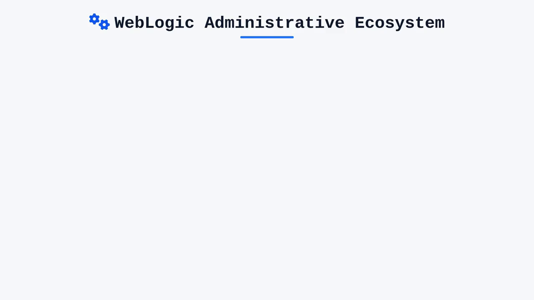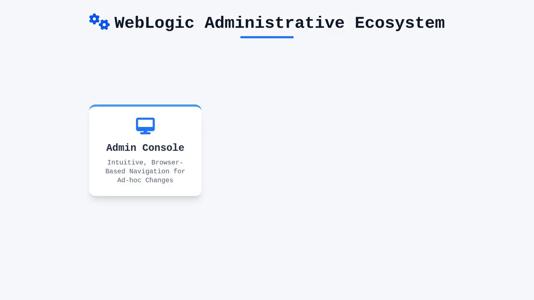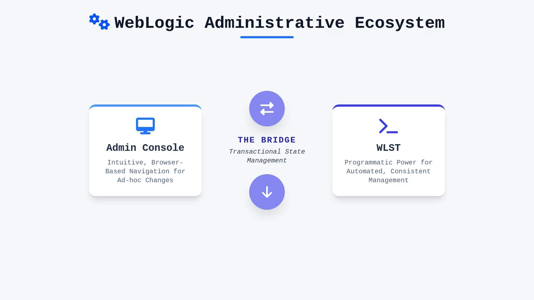In this chapter, we focus on the practical navigation and functional analysis of the WebLogic administrative ecosystem, specifically targeting how you interact with the configuration subsystem. We will bridge the gap between the intuitive browser-based administration console and the programmatic power of the WebLogic scripting tool, or WLST. WebLogic relies on a centralized management infrastructure, and understanding these tools is not merely about knowing where to click, but about internalizing the transactional nature of how the server stores and validates its state.